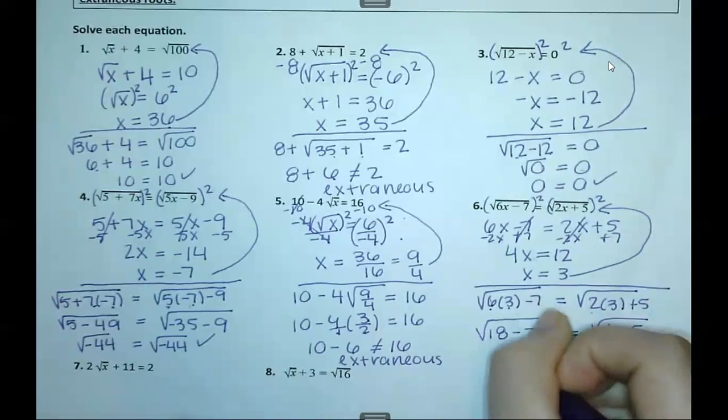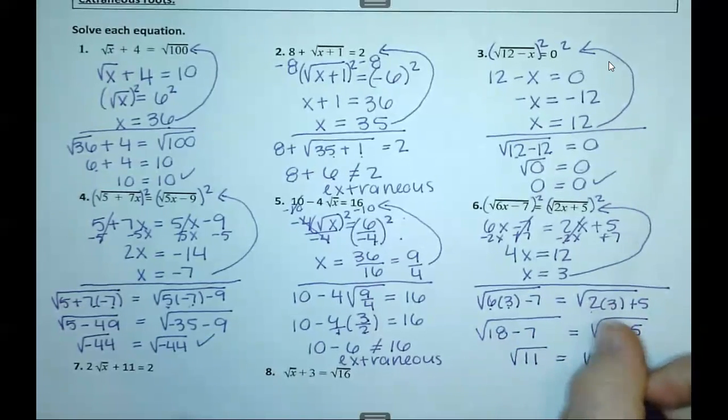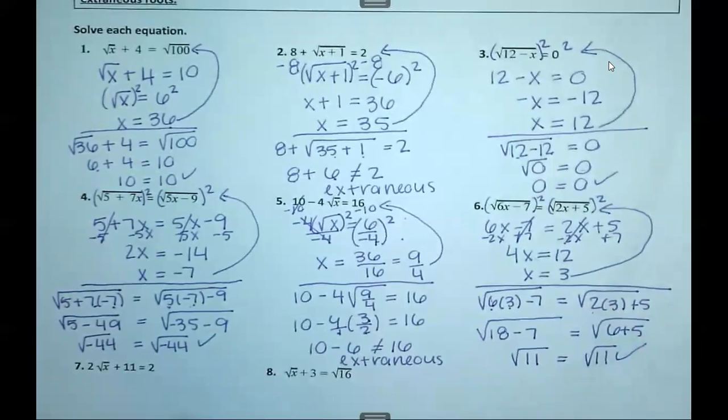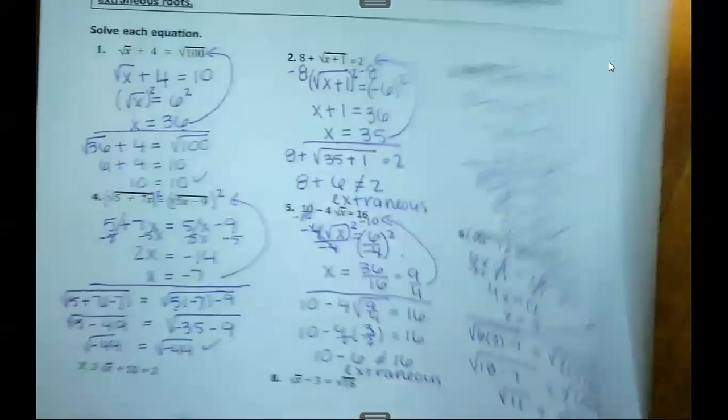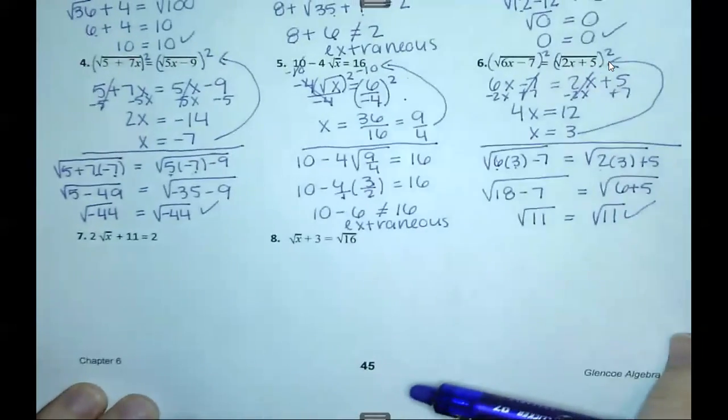All right, now we can subtract. 18 minus 7 is 11, so I have the square root of 11. And 6 plus 5 is 11. So this one works. All right, just a couple more examples.